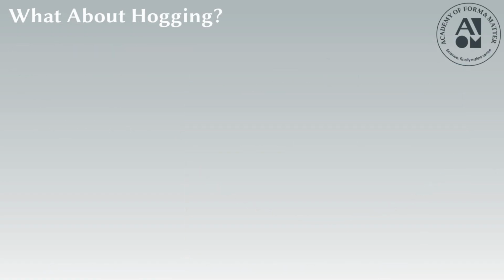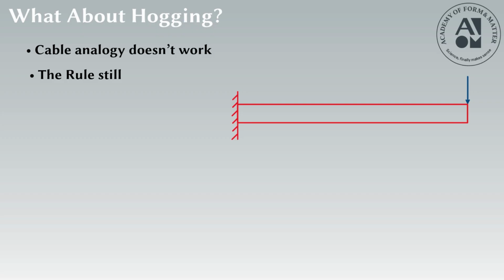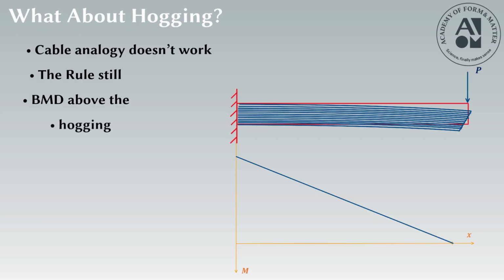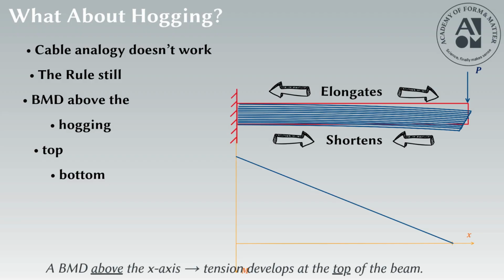Now, let's look at a different beam, a cantilever. Here, the rope analogy no longer helps us, but the rule remains exactly the same. The bending moment diagram lies above the x-axis. The beam tends to hog. Now, the top fibers stretch, and the bottom fibers shorten. So the top of the beam is in tension, and the bottom is in compression. This gives us our second reading rule. A bending moment diagram above the x-axis means tension develops at the top of the beam. The rope helped us discover the convention, but the convention itself works for every beam.